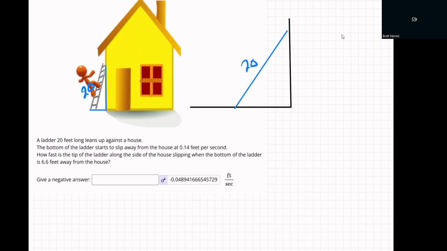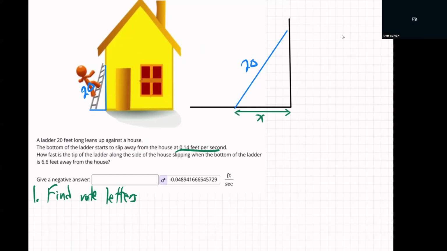So, okay, let's go through our steps. What do we have to do? Number one, we have to find the rate letters. So identify any rates they talk about. What do they say? The bottom of the ladder starts to slip away at 0.14 feet per second. So that's definitely a rate right there.